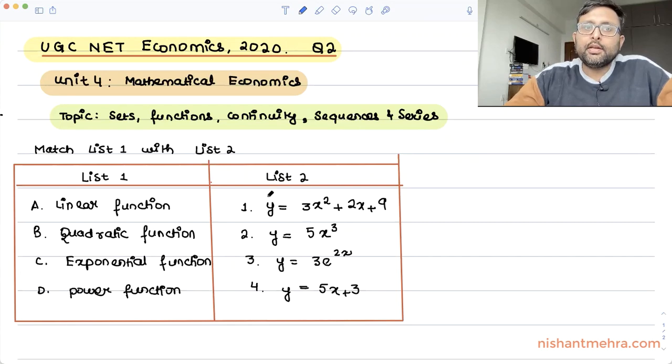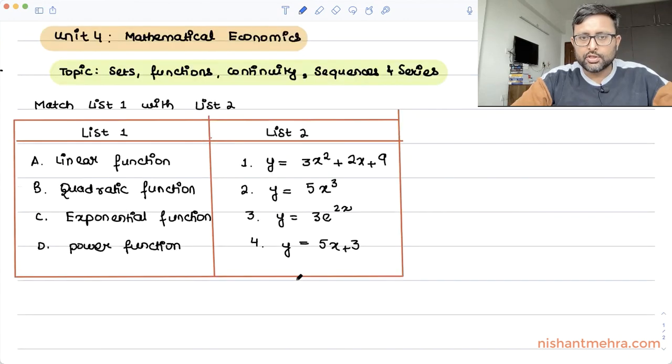This question appeared in UGC NET Economics 2020 paper. And this question is asking you to match the different types of functions with their examples. But let us just talk a little bit about a function and these different kinds of functions as well before you give the answer.